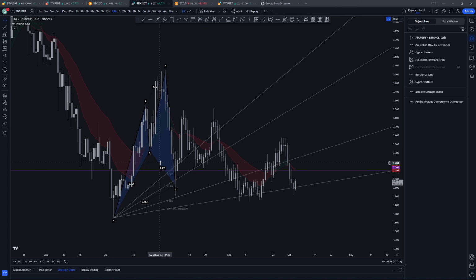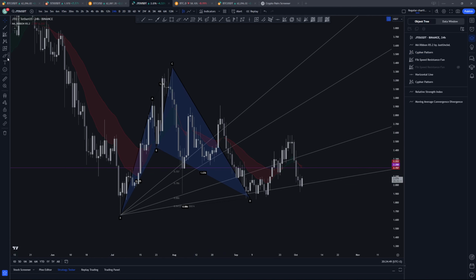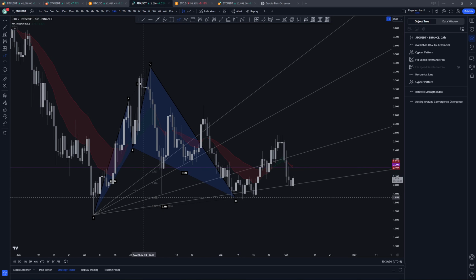It's a bit too high for a regular shark. I'm just gonna make a shark with the cipher tool. It is essentially more of a deep cipher, or whatever you want to call that pattern. It is very confluent. As you can see, the ratios form a really nice 886 at the same spot as a 1.618. So this is a very good level.